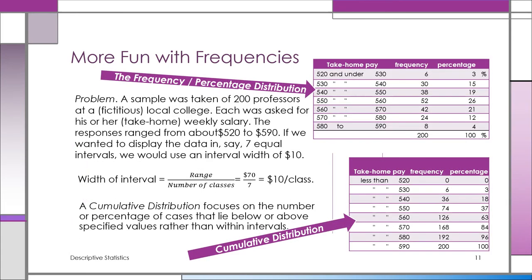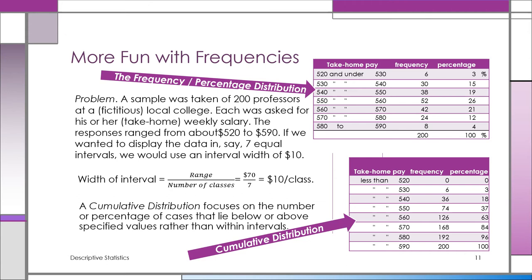Here's a quick example to show what we can do with frequency distributions other than just get the summary statistics like we got before. In this problem, a sample was taken of 200 professors, and we asked each for take-home weekly salary. The responses ranged from $520 a week to $590 a week. And remember, the sample size was 200.